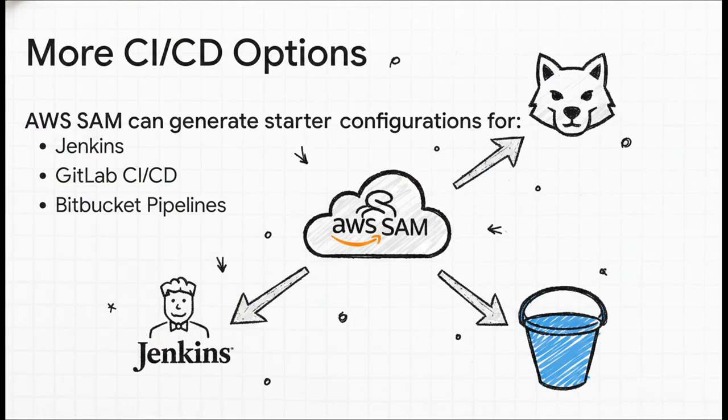And hey, it's not just CodePipeline versus GitHub Actions. The landscape is huge. And the really great thing is that AWS SAM knows this. It can actually generate starter pipeline configs for other popular systems like Jenkins, GitLab, or Bitbucket. So you can use these same principles no matter what tool your team prefers.